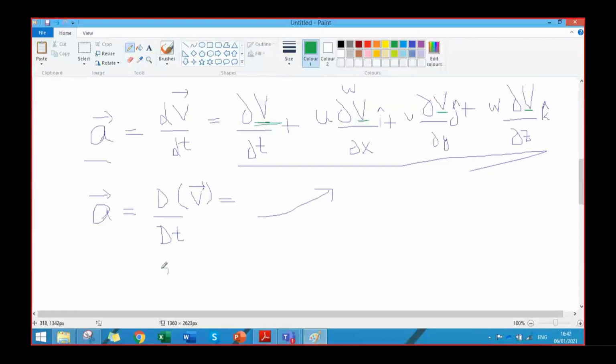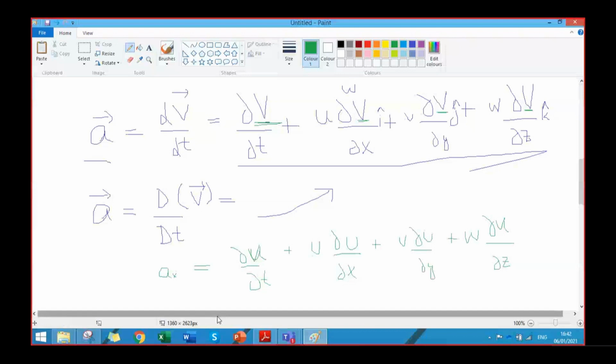So ax would be partial u by partial t plus u partial u by partial x plus v partial u by partial y, and then w partial u by partial z. Clear?